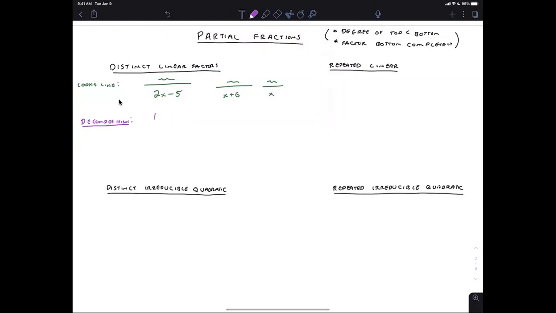This means you put A over 2x minus 5. You put a constant over each of these. The idea is that the degree of the numerator needs to be smaller than the degree of the denominator. The degree of the denominators here is 1, so the degree of the numerator is 0, which means it's just a constant. So you'd put A over 2x minus 5, or B over x plus 6, or C or D over x, but a constant over the denominator.